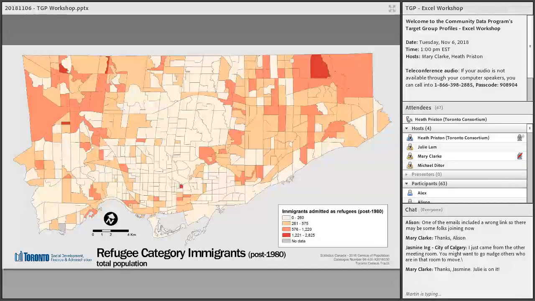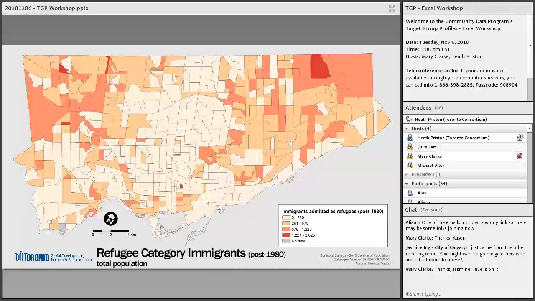So, for instance, one of the things that was really useful about the census data this time around, there was a new addition of linking for immigrants who landed in Canada post-1980. There was category data around what category of immigrant they were, and so we were particularly interested in looking at those different populations. One of those categories, of course, is the refugee category.